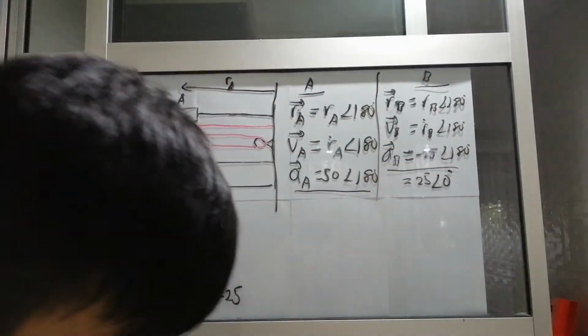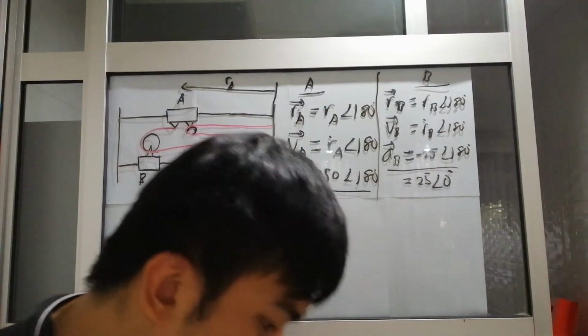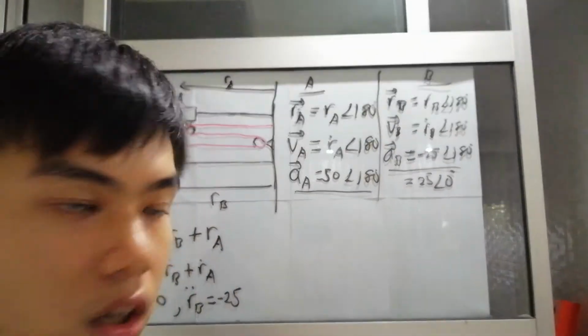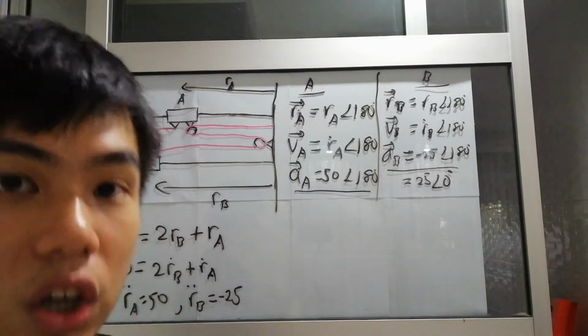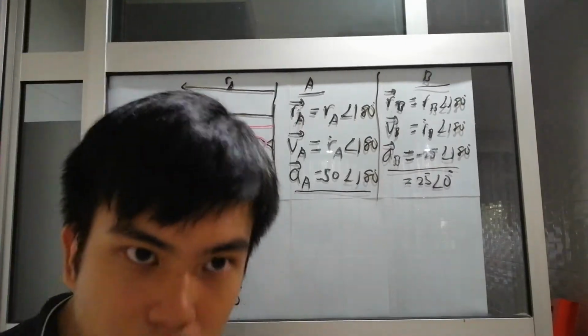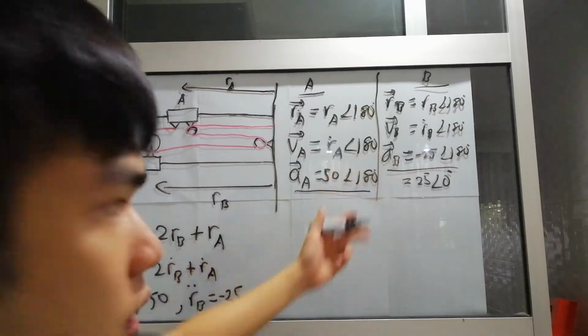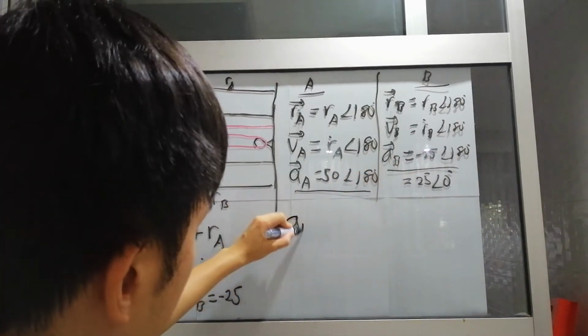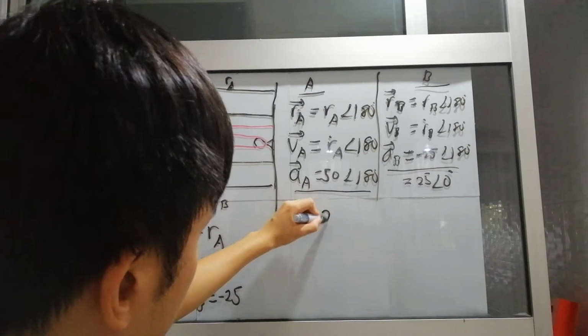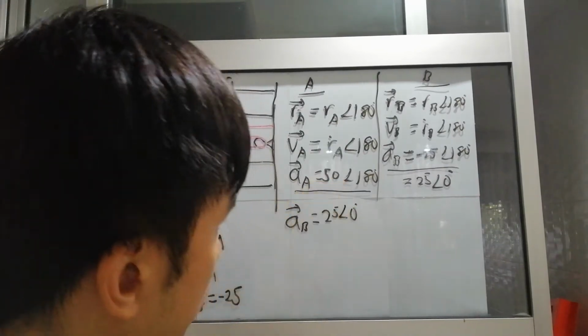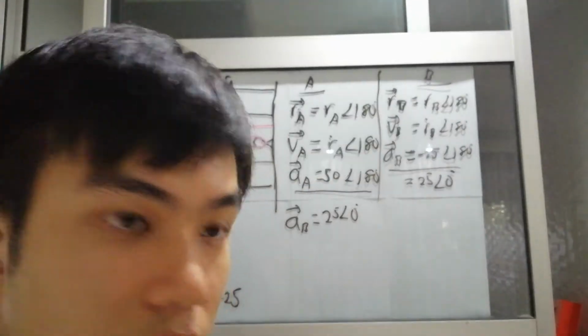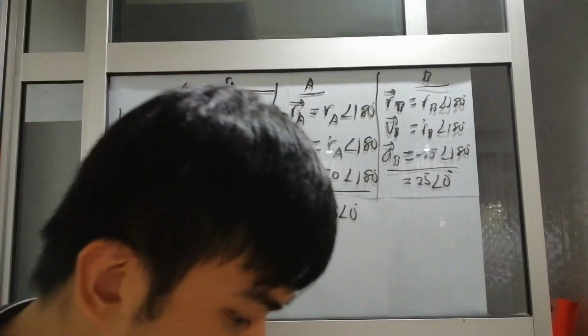Okay, now the next question asks us, what is the position and velocity of B after 8 seconds? So this is very simple, I'm just going to briefly touch and go. So what happened was that to find the answer, we now know that AB is equals to 25 direction 0. So I do what? Integrate lah. Just integrate. When I integrate, just integrate for 8 seconds.